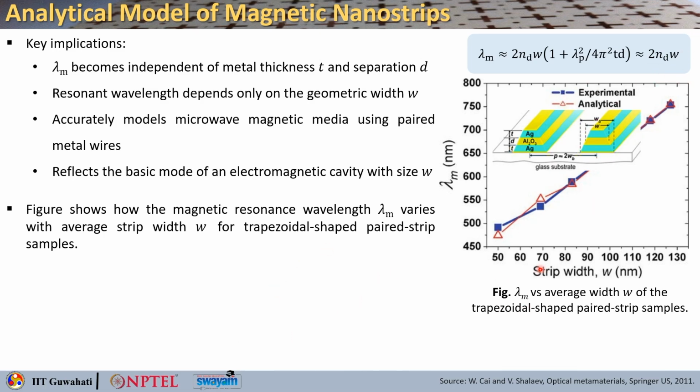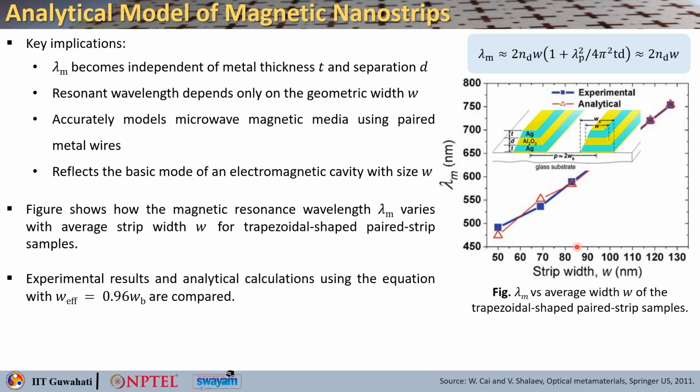Now, the figure here basically shows the plot of this magnetic resonance wavelength lambda m with respect to the average width W of the strip, of the trapezoidal shaped paired strip samples from both experiment and analytical approach. So, the square ones show the experimental values, and the triangle ones show the values from the analytical approach. As you can see, the experimental and the analytical calculations are very close when you consider W effective to be equal to 0.96 WB, and they are giving you the same trend.